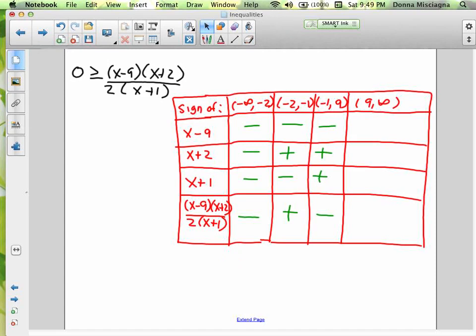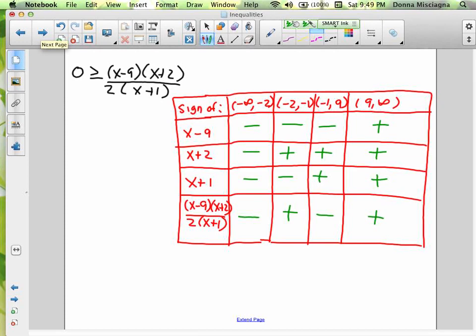Last one. All right, greater than 9, this one's positive. Add 2 to something greater than 9, it's positive. You add 1 to something greater than 9, it's positive. And you've got nothing but positive, so of course that's positive.